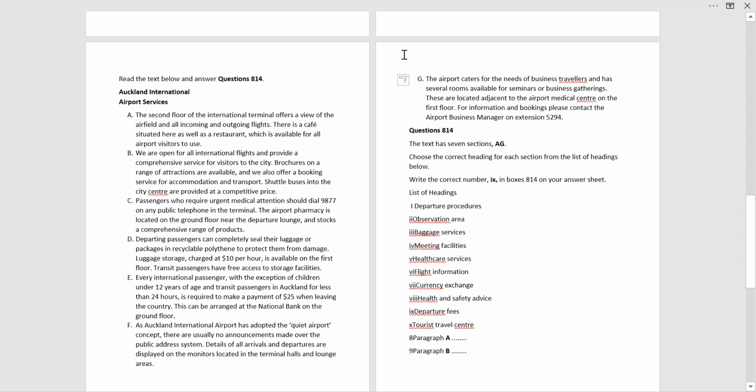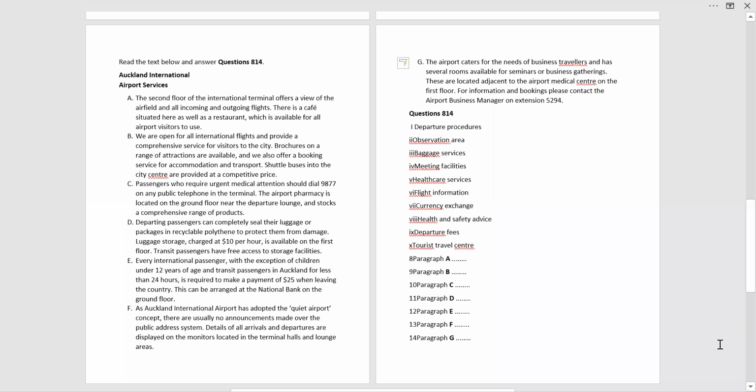Because I'll just, if I just move the screen, I see if I can do that. All right, so 8 to 14 headings are there. So there are small paragraphs. So you're reading them all and you're getting the answers.